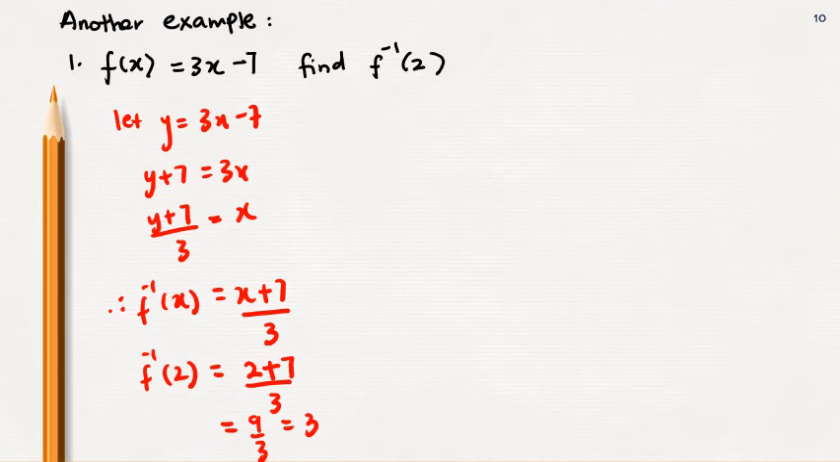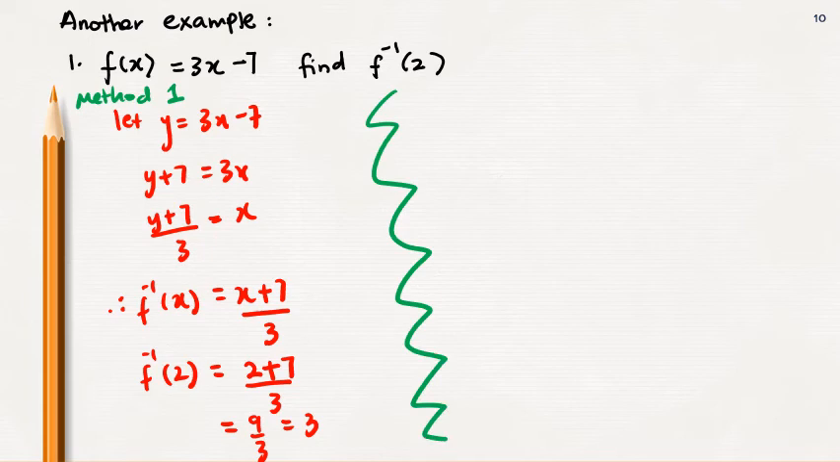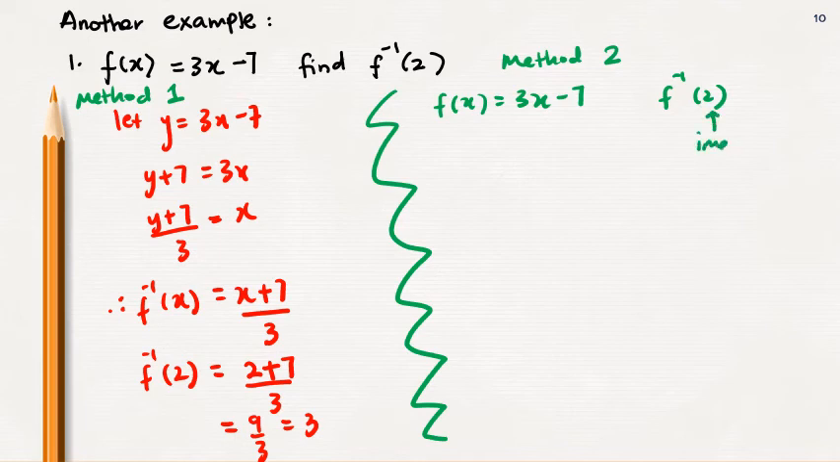So this one is method 1. Okay, ni method 1. Yang selalu murid buat. Okay, tapi teacher nak tunjuk method yang kedua. Okay, di mana if it's given to you f(x) is equal to 3x minus 7 and find f inverse 2. So normally f inverse 2 ni, 2 ini kita nyatakan dia sebagai image. Ni adalah image. So now kita nak cari objek.